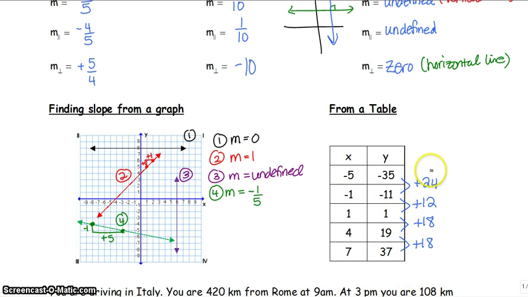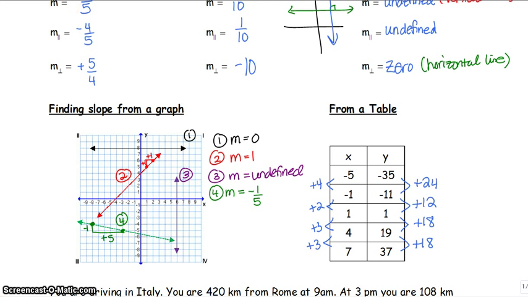This is where I would recommend drawing your pluses and your minuses so you don't forget whether your slope is positive or negative. -5 to -1, I'm going up 4. -1 to 1, we're going up 2, up 3, up 3.